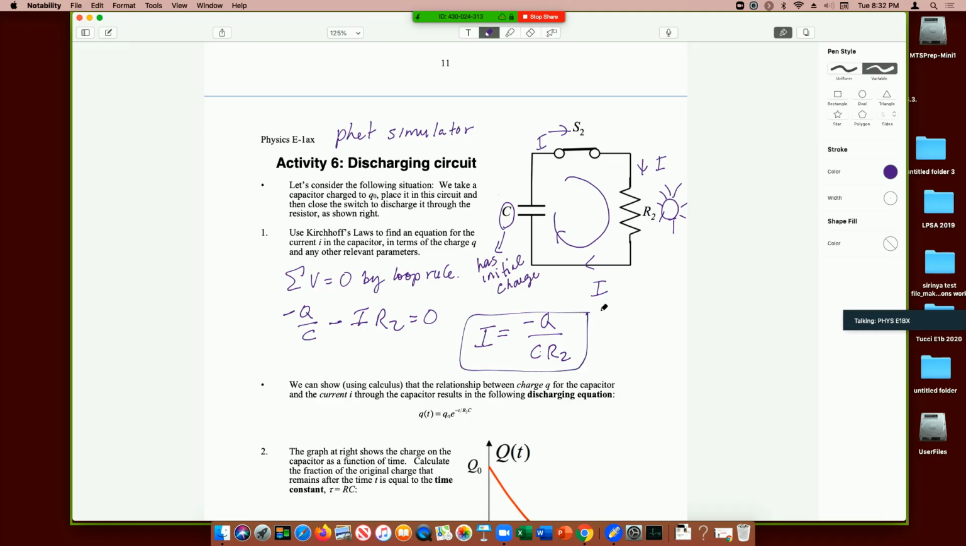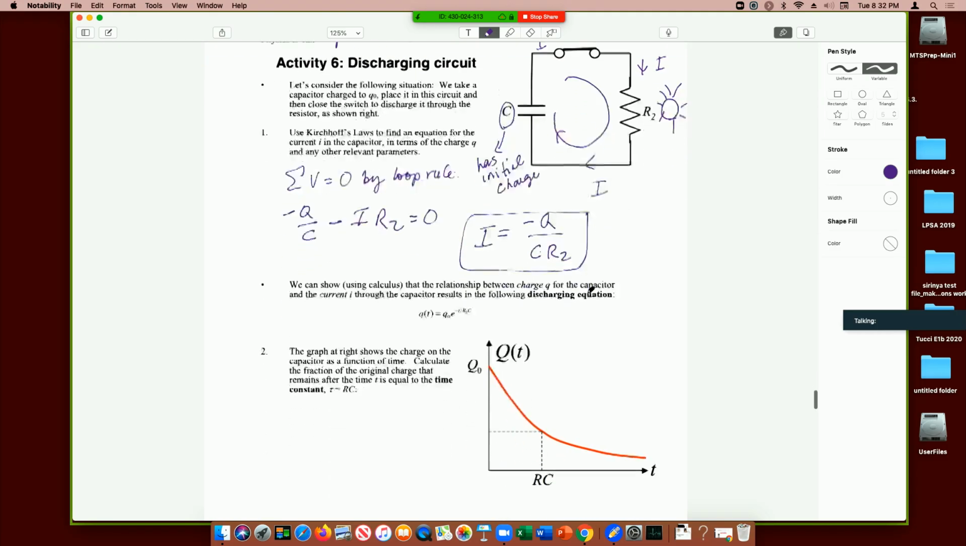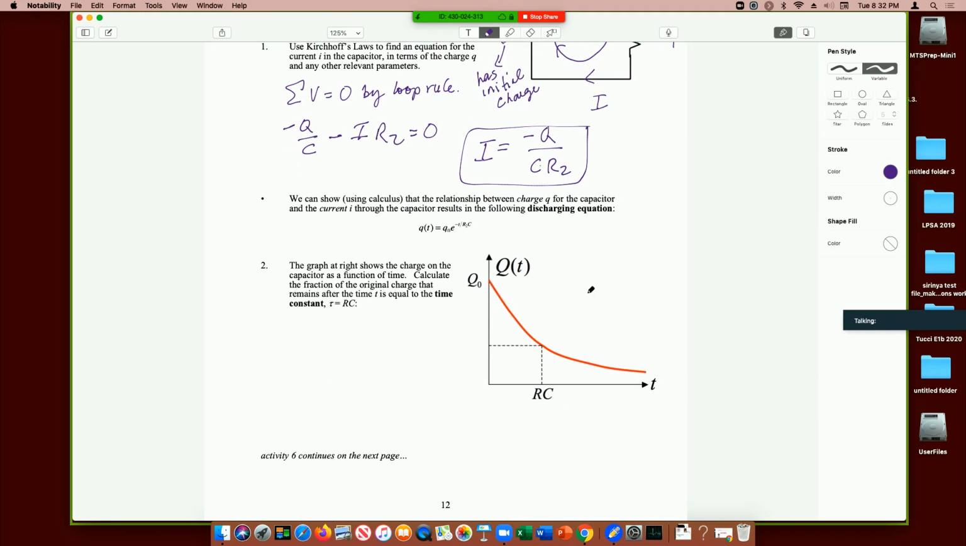Okay, so that should make sense. And you could actually graph it, right? So there's this equation called the discharging equation, which we would need to do quite a bit of calculus to derive, so I'm not going to do that for you. This is just basically the charge on a capacitor as a function of time. So remember we said it's not a linear thing, as a function of time.